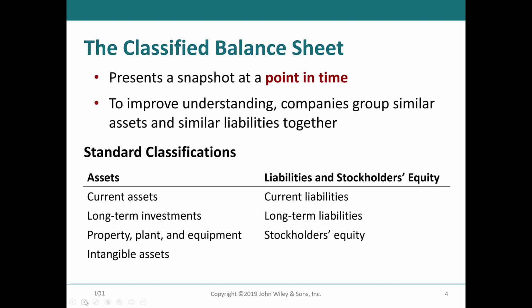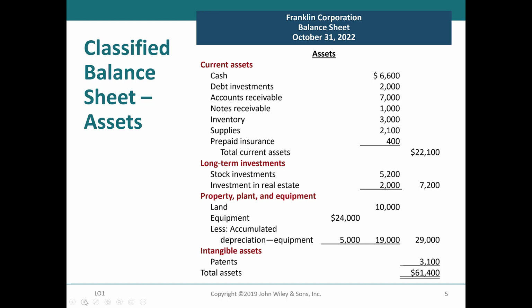Now, how are these assets being categorized? We start with the current assets, and then we go to long-term investments, and then property, plant, and equipment, and then intangible assets. So for the asset section, it goes in this order: current assets, long-term investments, property, plant, and equipment, and then intangibles. And then for the liabilities and stockholders' equity, it starts from the current liabilities, the long-term liabilities, and then the stockholders' equity. Okay, so this is an example of the classified balance sheet.